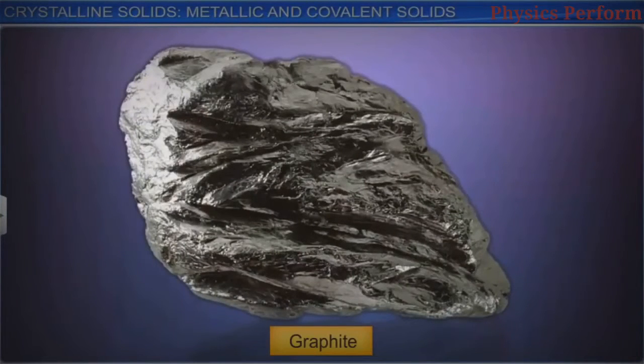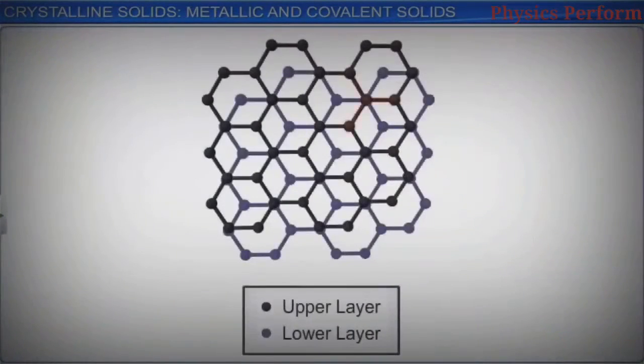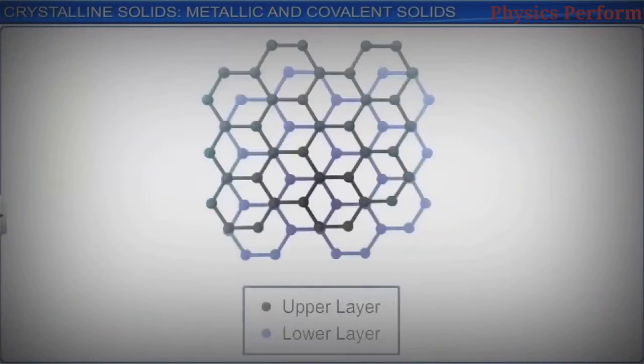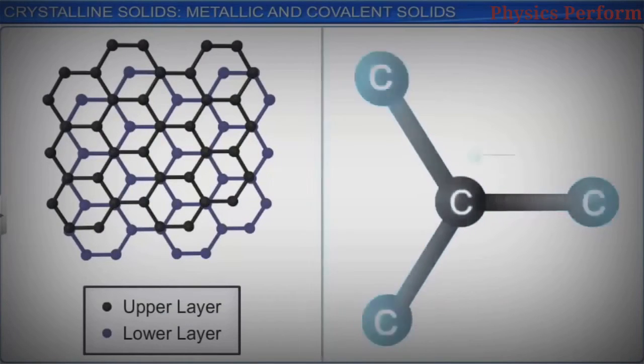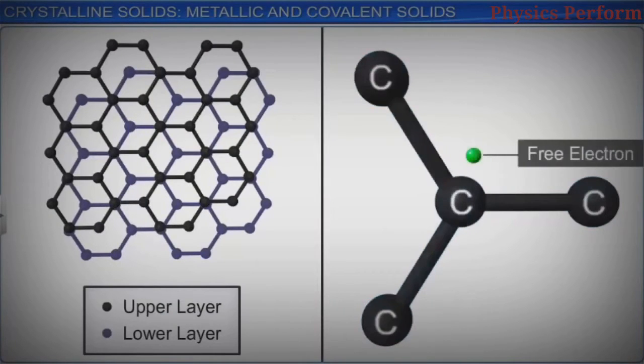As each carbon atom in graphite is bonded to only 3 other neighboring carbon atoms, the 4th valence electron is free to move about in different layers. Thus, the free mobile electrons account for the exceptional electrical conductivity in graphite.